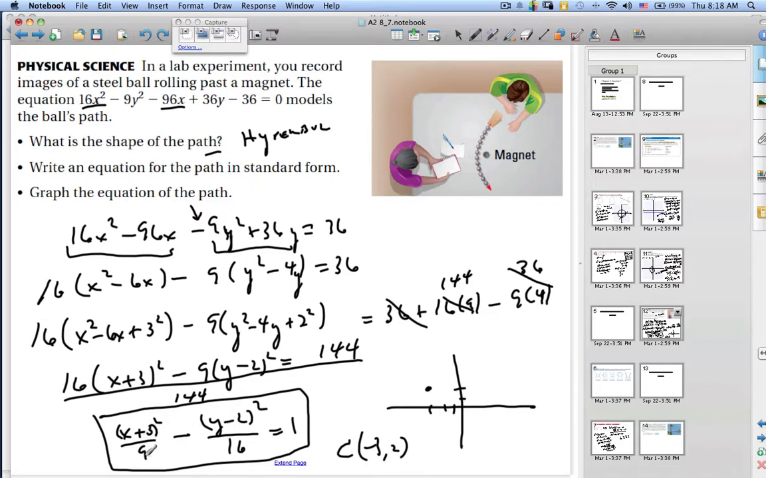This is going to lead me to my vertices. I'm going to move 3 in the x direction. So 1, 2, 3. That's a vertex. And 1, 2, 3. That's another vertex. Okay, so my vertices are going to be at 0, 2, and also at 6, 2. All right, and then these guys are going to move 4, 1, 2, 3, 4 up here, and 1, 2, 3, 4 down here.